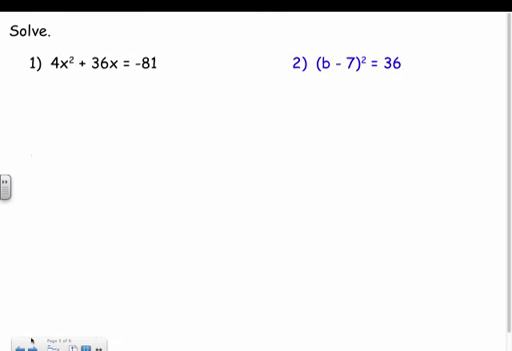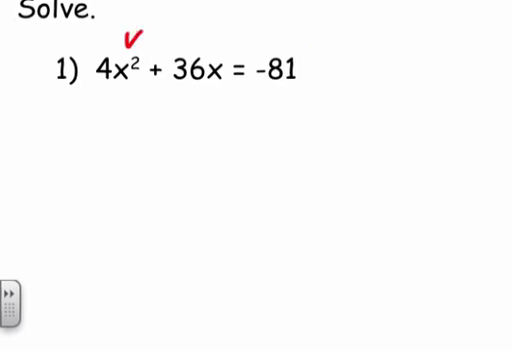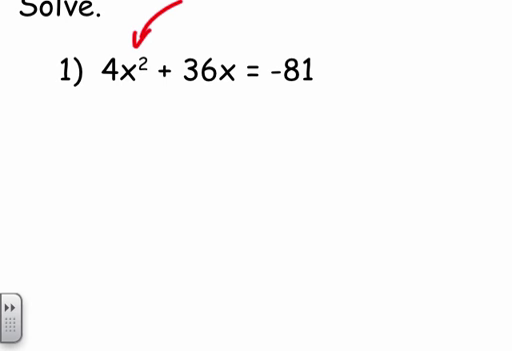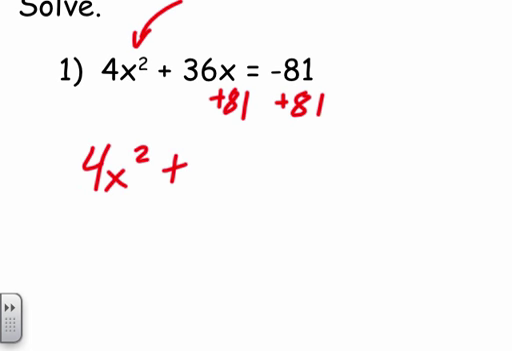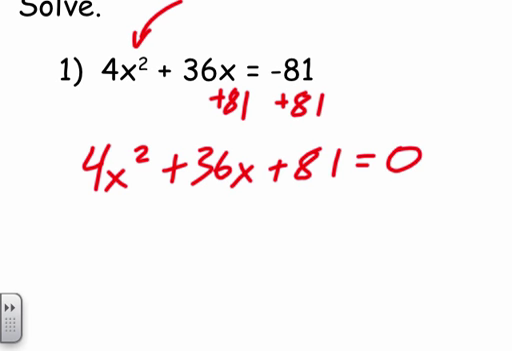Okay, we also might get something where we got to solve. Same old song and dance here. So I got a quadratic. So it looks like I want to get this guy equal to 0. So I'm going to add this 81 over to the other side. So I got 4x squared plus 36x plus 81 equals 0. Can I factor anything out? Nope.